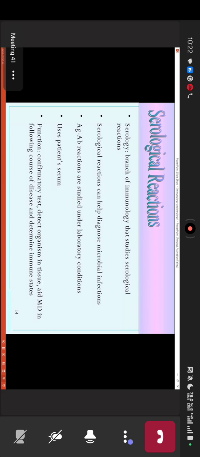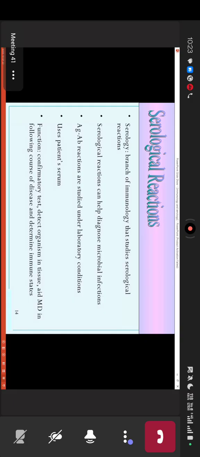In the previous part we discussed immunity, vaccines, and how the immunity of the patient develops. We discussed all these things, right? But in this part we need the patient serum to study the antigen-antibody reactions that run inside the body of the individual. So what is the function of serology? The function is to confirm the test, detect organisms in the tissue, aid in following the course of the disease and the medicines you are giving to the patient, right? And determine immune status. So these are the functions of the serological reaction.